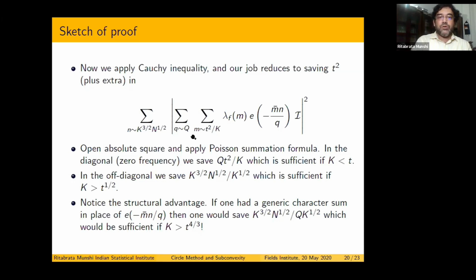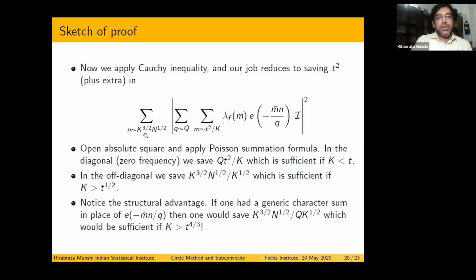In the diagonal part, you'll be saving the number of frequencies that you have inside the absolute value square, and that is QT squared by K. And you need this to be larger than T squared. That will mean that Q has to be larger than K. And that is the same thing as having this. And on the other hand, you also want the off diagonal to be defined.